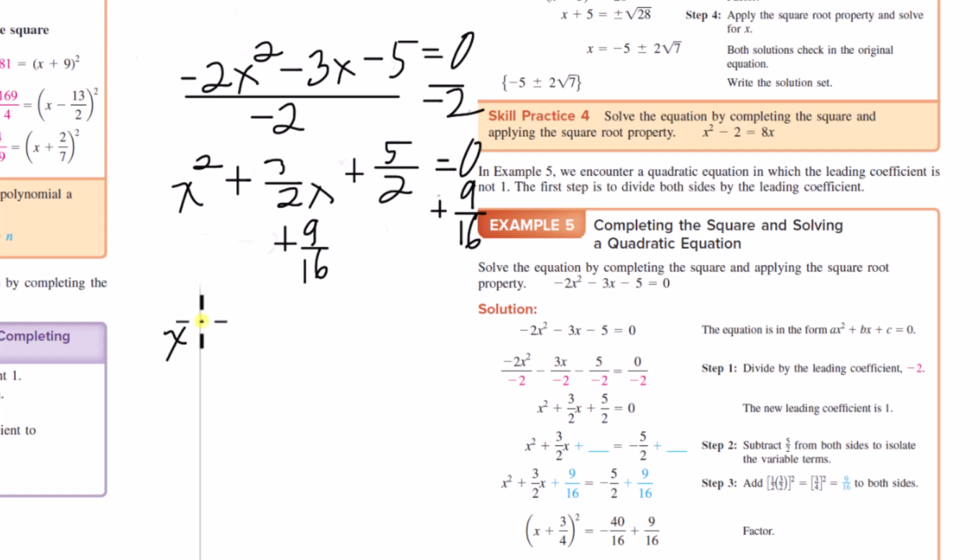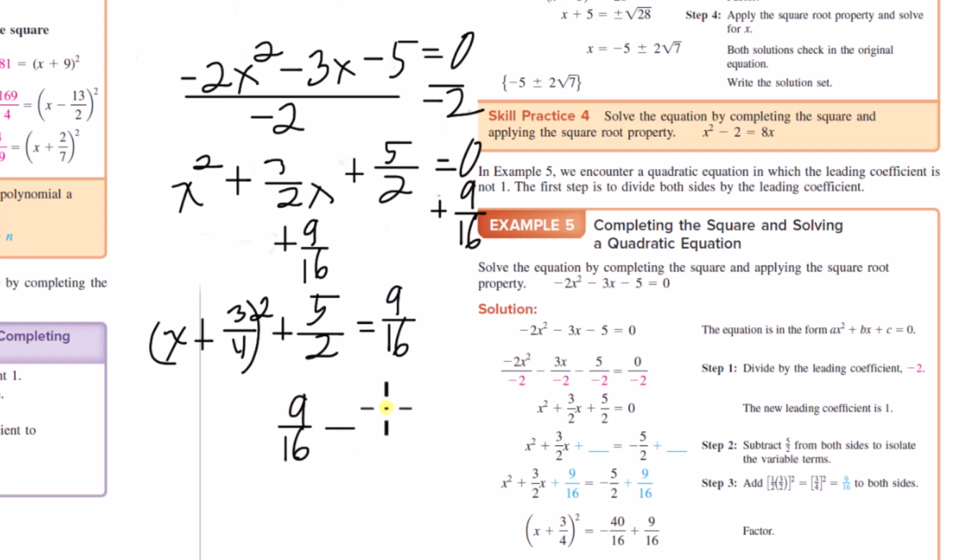And so we're going to get x plus 3/4 squared plus, okay, and so we're left with, let's see, plus 5/2 is equal to 9/16. So we've got 9/16 minus, and then, okay, 5/2 is, so 8 times 5 is 40. So this is negative 31 over 16. So x plus 3/4 squared is negative 31 over 16.